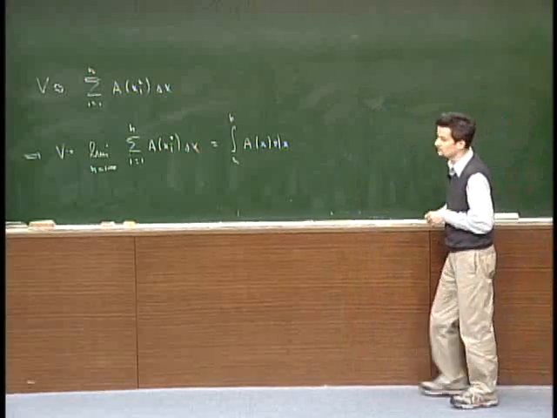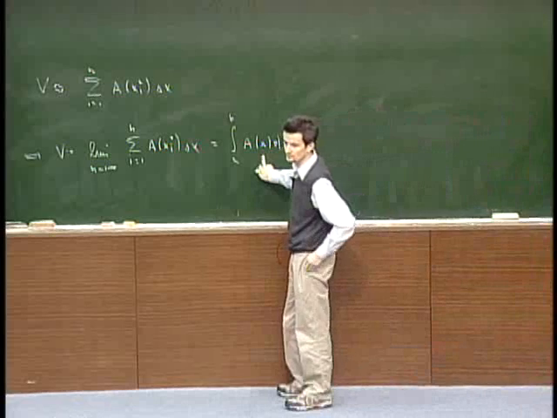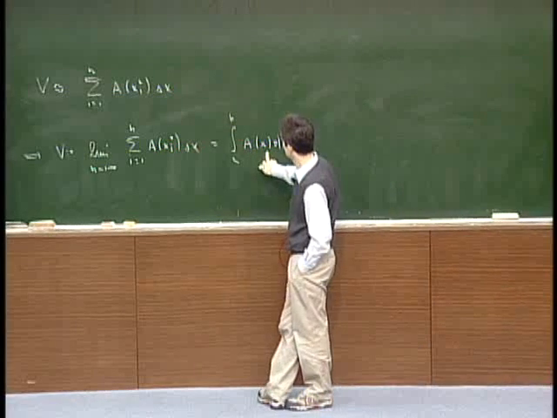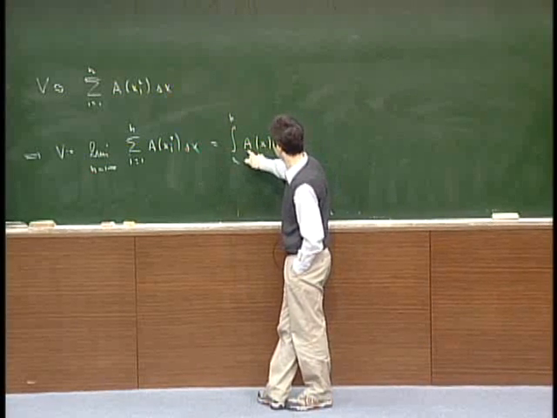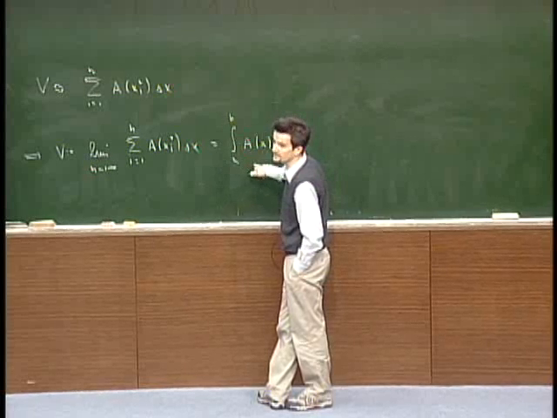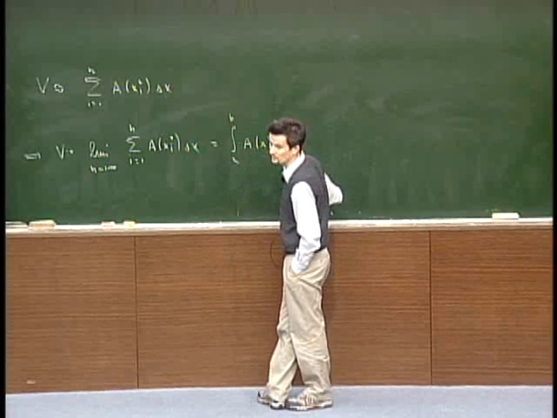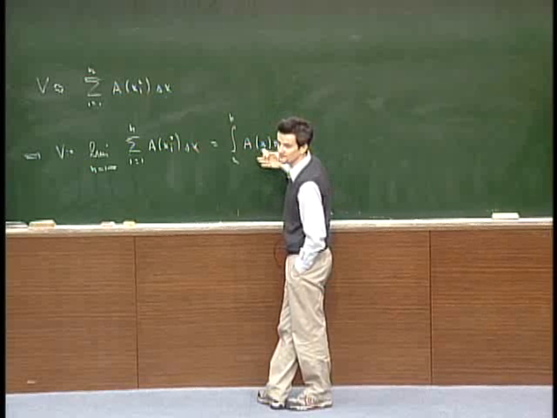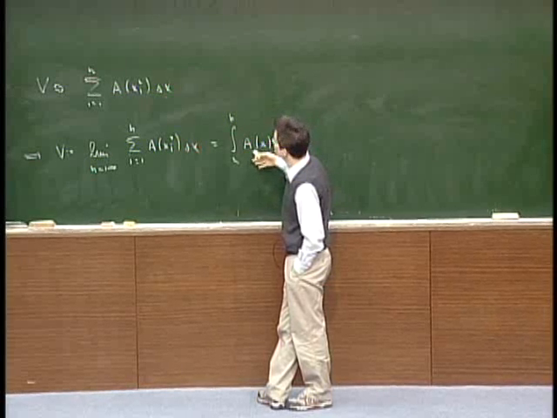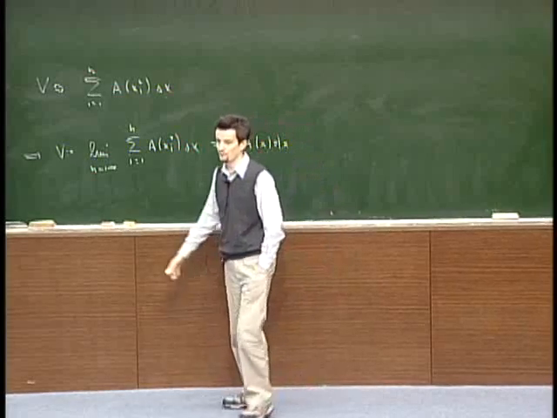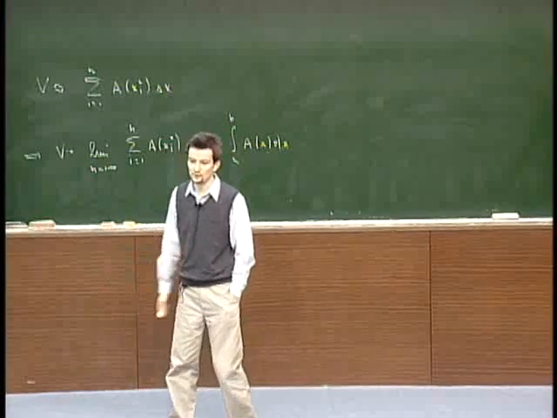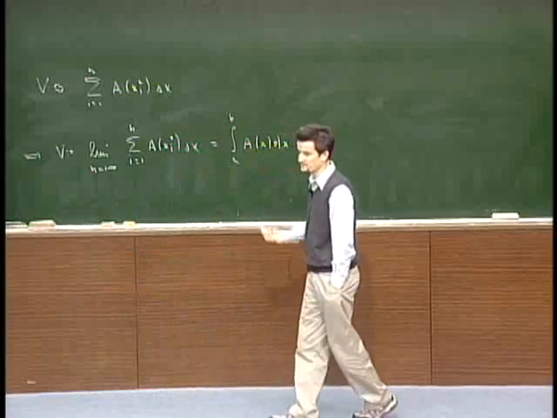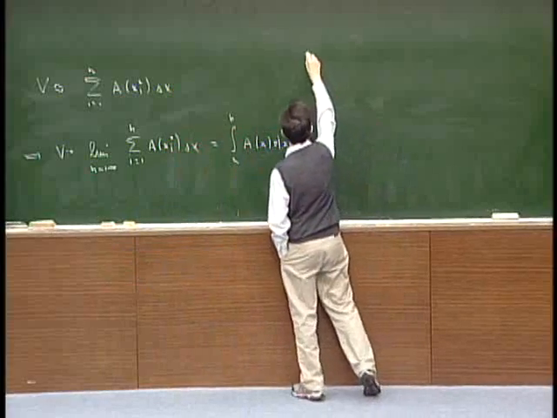You see that in the special case where A of x is a constant, you can take it out, and if this is equal to A, what you get is A times b minus a, which corresponds with our original definition of the cylinder. So this definition makes sense. For solids where we have already defined the volume, we get back the volume, which must be. Otherwise, the definition wouldn't make any sense.